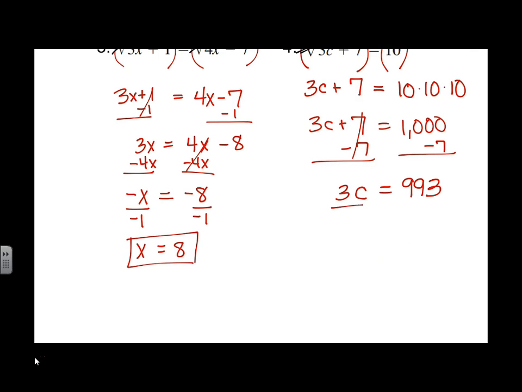So then, Tyler, what's 993 divided by 3? Do you have a calculator back there you can use? I don't. 331. Okay, we got it, 331. That one's kind of harder to do.